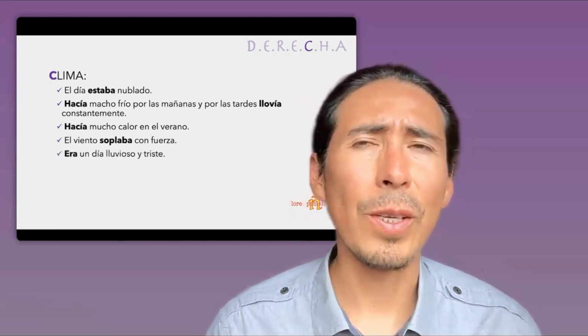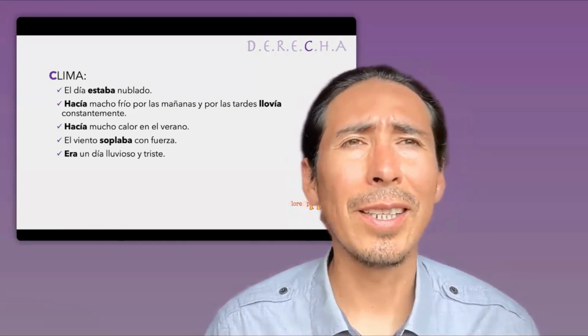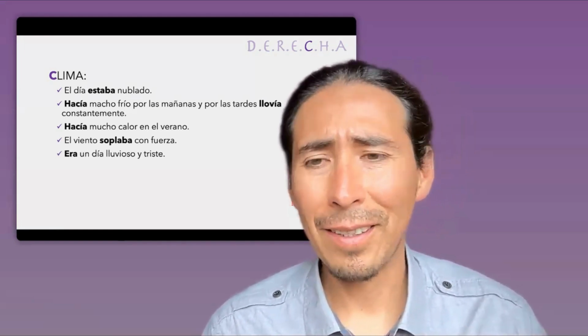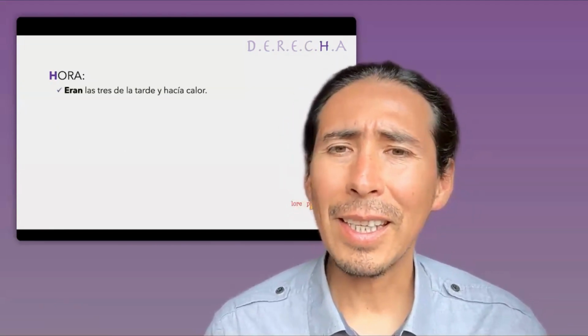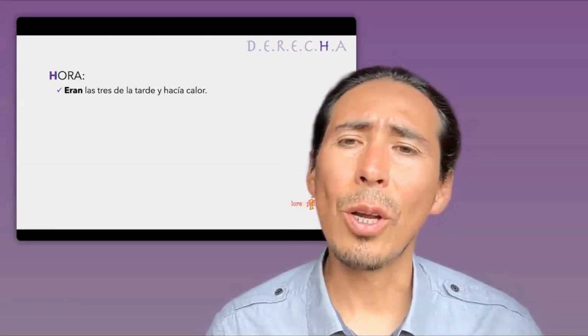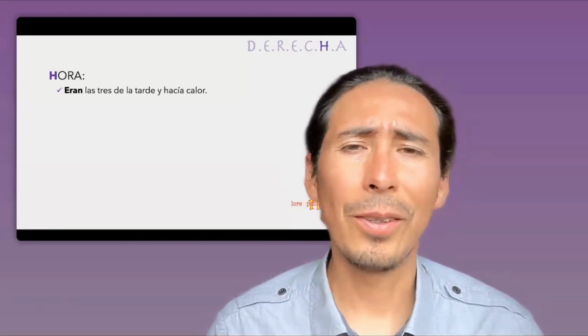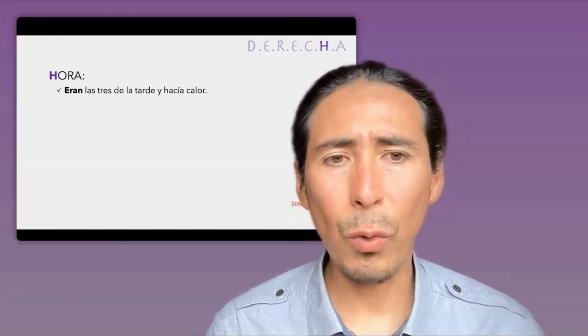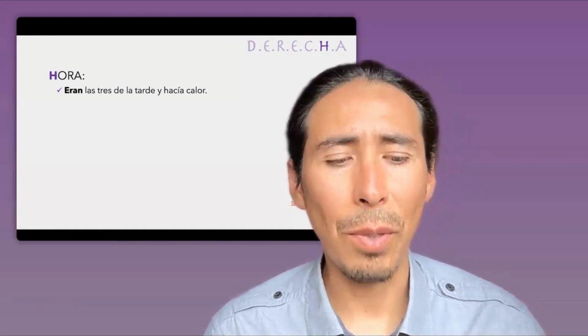Era un día lluvioso y triste. Maybe that one for starting a story. It was a rainy and sad day. Now the H, hora, when we want to talk about the time in the past. So, eran las 3 de la tarde y hacía calor. It was 3 o'clock and it was hot. So it was 3 o'clock in the past, yeah? For sure you have to use the imperfecto.